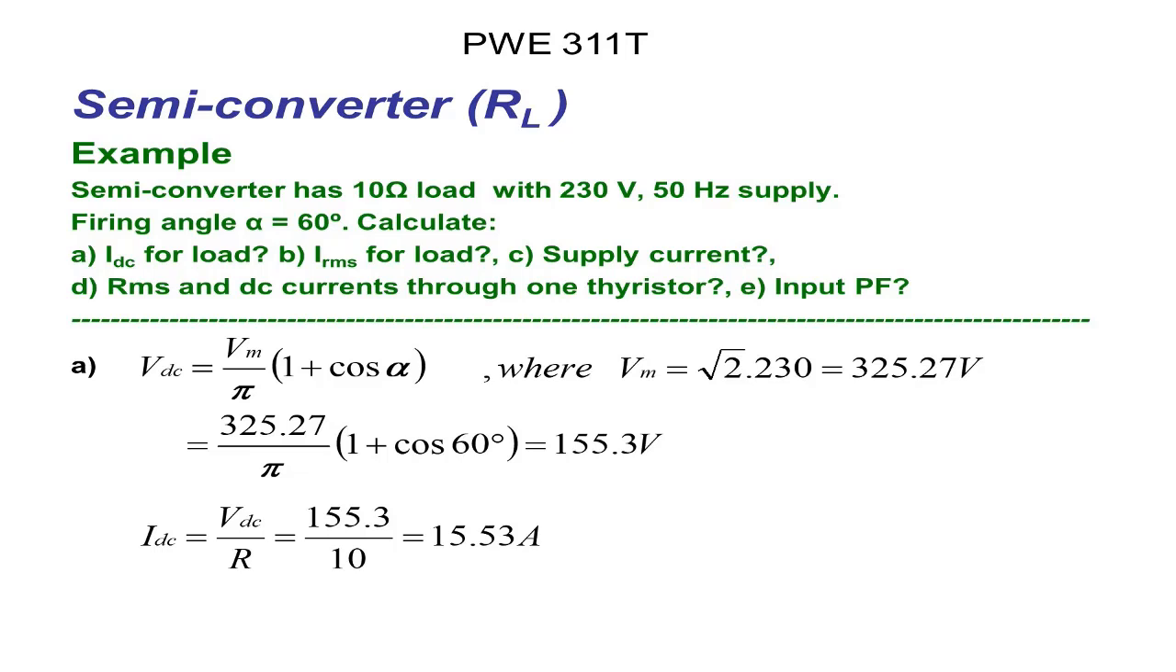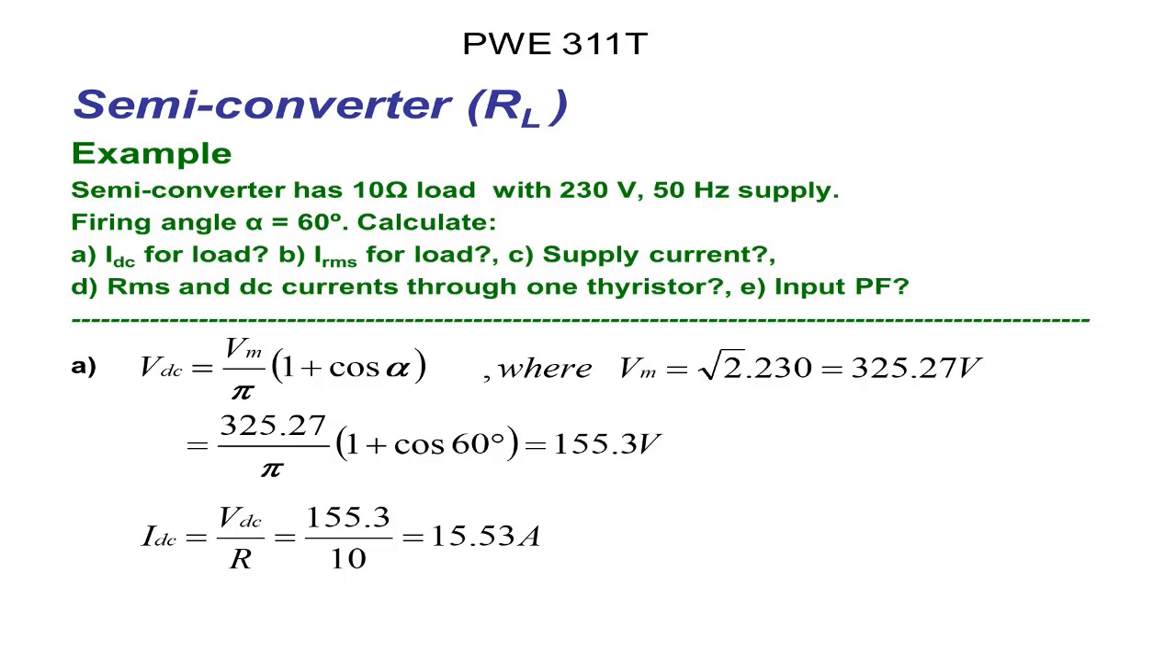Let's look at an example. A semi-converter has a 10 ohm load with a 230 volts supply, 50 Hz. The firing angle is 60. We are asked to calculate IDC, IRMS, supply current, RMS and DC current through one thyristor, and input power factor.